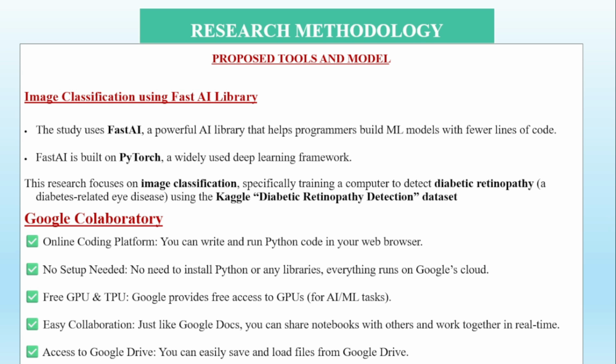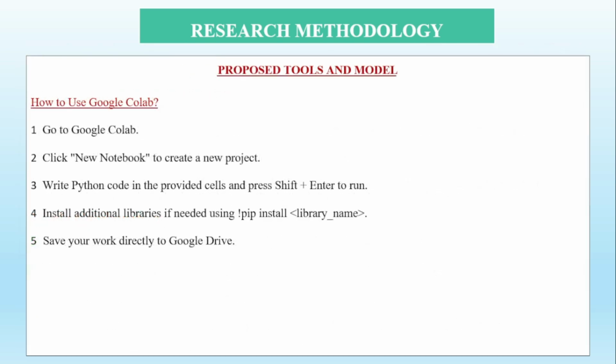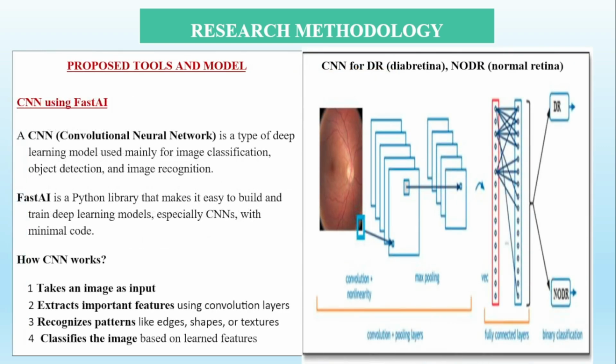Access to Google Drive, you can easily save and load files from Google Drive. How to use Google Colab? Go to Google Colab, click new notebook to create a new project, write Python code in the provided cell and press Shift plus Enter to run. Install additional libraries if needed using pip install library name. This is the syntax to install additional libraries. Save your work directly to Google Drive.